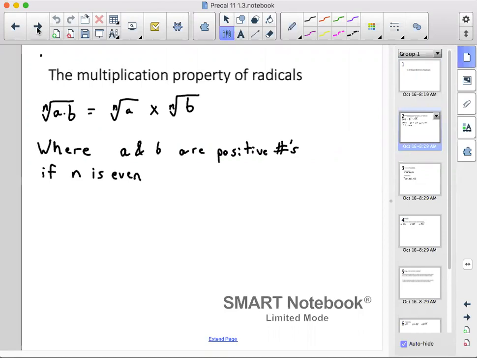So for this, we need to know the multiplication property of radicals, which is the nth root of a times b is equal to the nth root of a times the nth root of b, where a and b are positive numbers if our n value is an even number, because we can't take a square root or fourth root or any even root of a negative.